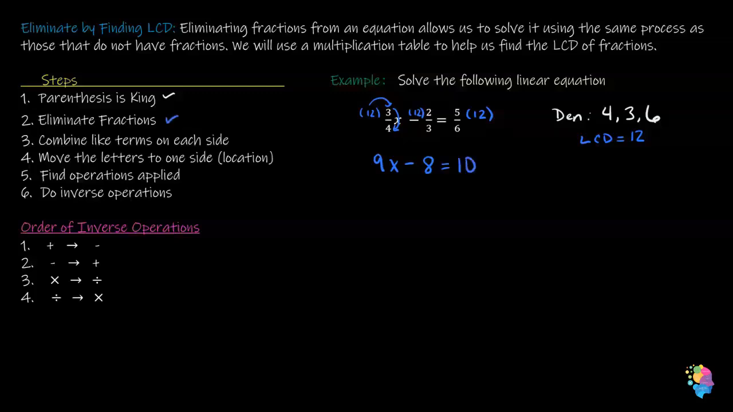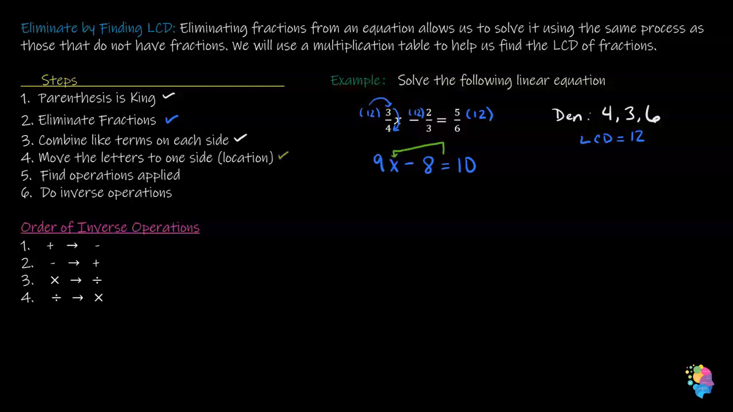So we move on to the next item on the checklist. We're going to see if there are any like terms to combine on each side. So I look at the left side. On the left side, there are no like terms. One has a variable and the other one doesn't. So then I leave it alone. On the right side, there are also no like terms to combine. It's just a 10, so I'm going to leave it be. The next thing we're going to do, let's check it off here. It says we need to move the letters to one side, but the variables are already all on one side. My variable is on the left side, so there's nothing for me to move.